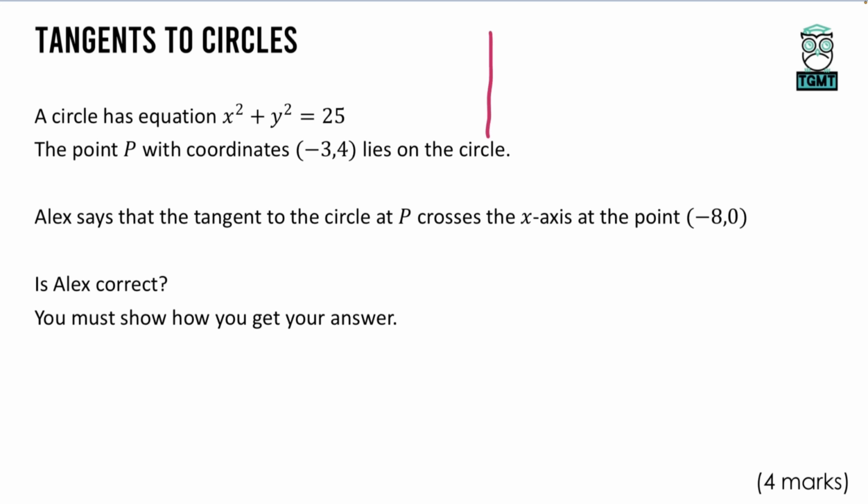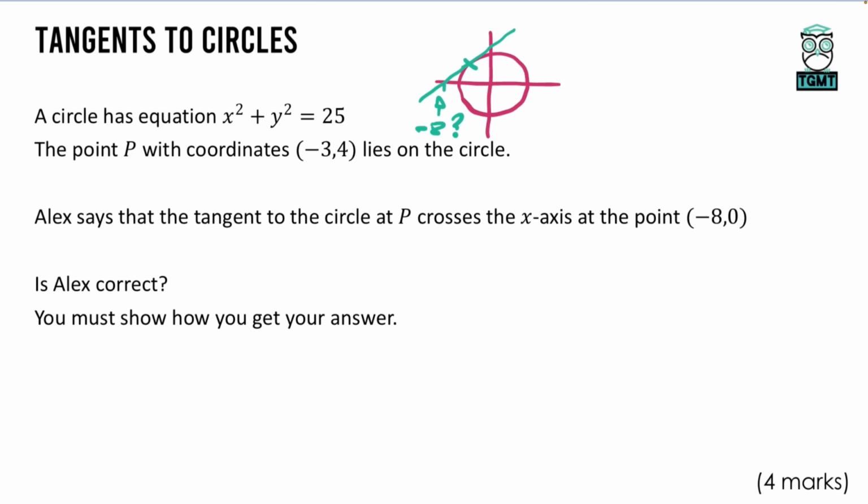If you wanted to draw a little sketch of it, to envisage what it looks like, you've got a circle centred at 0, 0, and -3, 4 is in this region just here. So this is what our tangent would look like. So -8, 0, what it's asking is this point here, is it -8? Essentially that's what it's asking. So we need to go about finding the equation of the tangent.